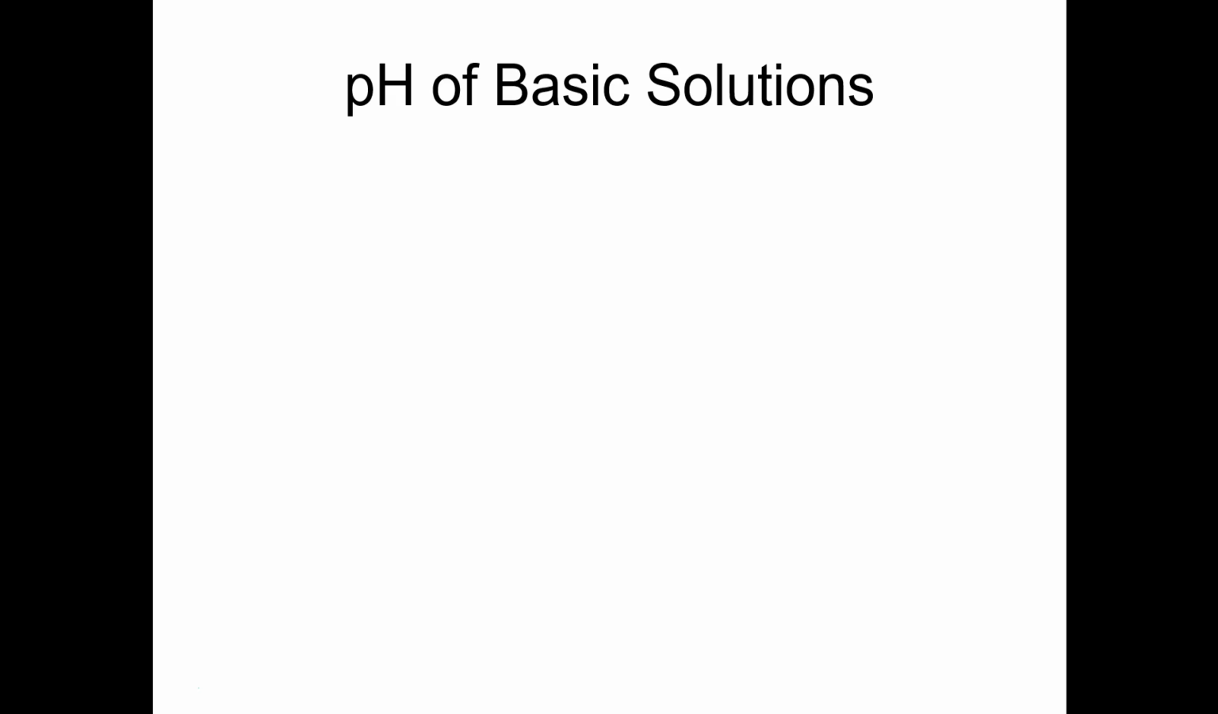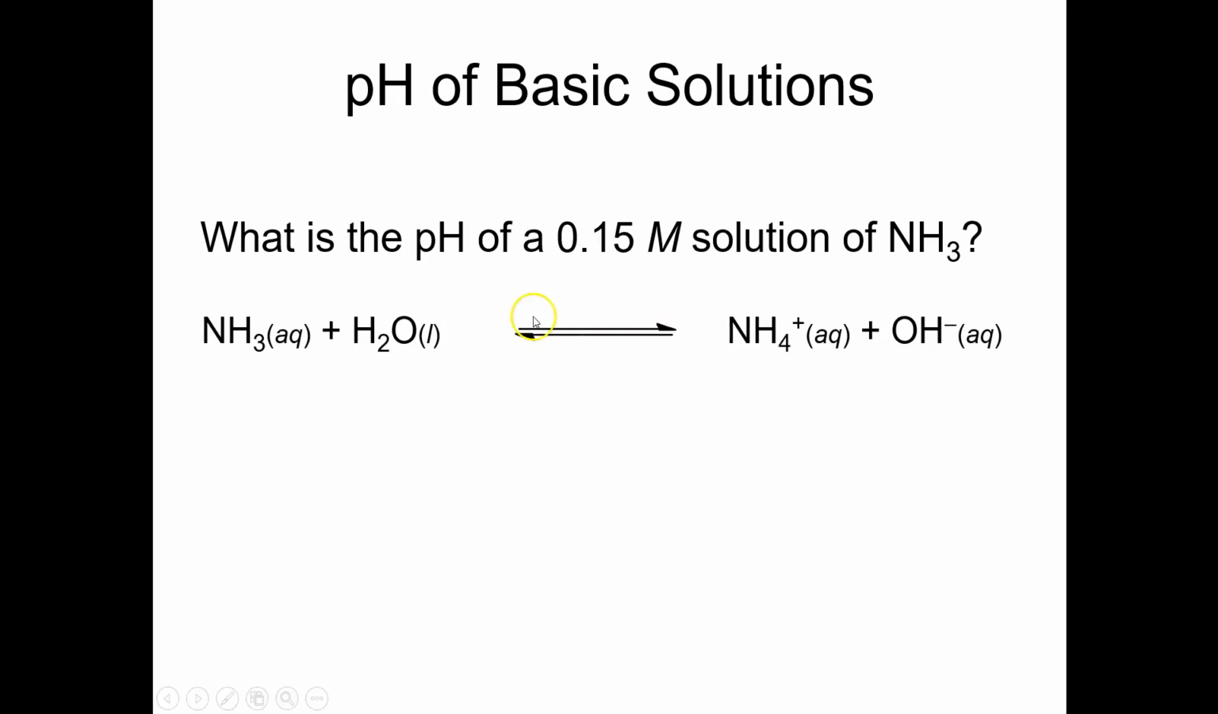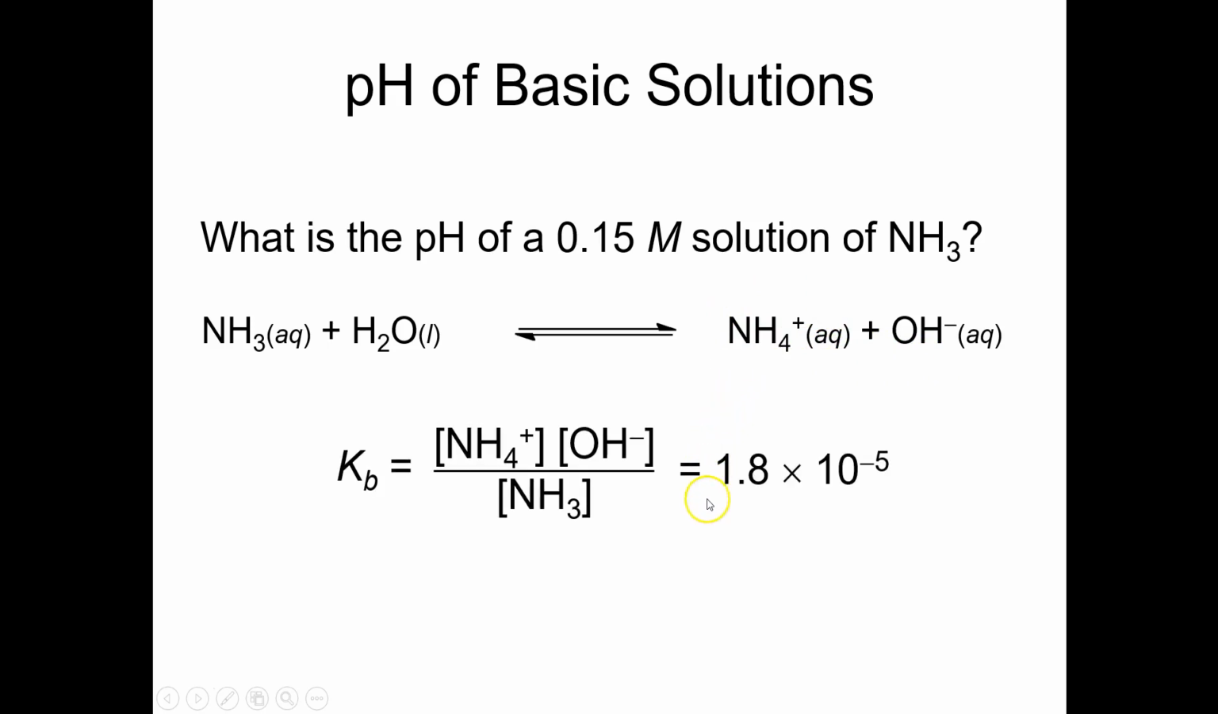Well, we can also do this for a weak base. The poster child for weak bases is ammonia. So if I ask the question, what is the pH of a 0.15 molar solution of ammonia? I'm essentially going to solve it in the same way. Here is my base ionization reaction. Ammonia is going to react with water to give me ammonium hydroxide. The K for this reaction is small. Coincidentally, Kb for ammonia is the same as Ka for acetic acid, 1.8 times 10 to the minus 5.